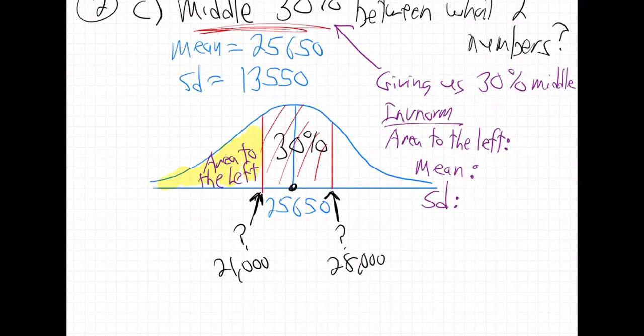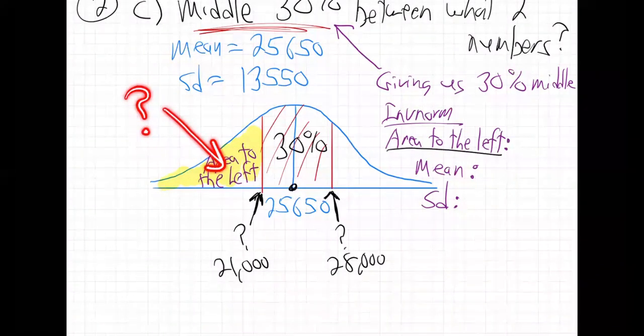All right, so how do we find this? Well, we use our calculator, we use inverse norm, and we have to do area to the left. So if you have 30% in the middle, here's the $1 million question: what is the area to the left? 35%. Yes, good job. How did you figure that out? Minus 30 from 100, and I got 70, and then I divided 70 by 2.